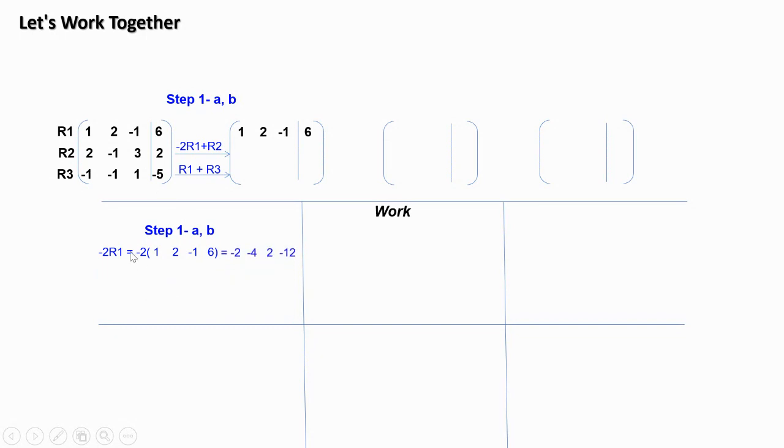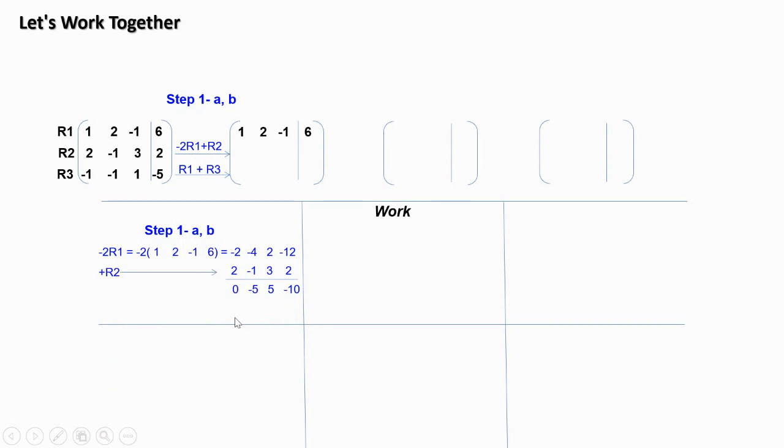So then here, guys, -2 times row 1 will give us -2, -4, 2, and -12, because I got it from distributing the -2. -2 times 1 will give me -2. -2 times 2 will give me -4. -2 times -1 will give me +2, and -2 times 6 will give me -12. And we add it to row 2. There's your row 2. So we get 0, -5, 5, -10.